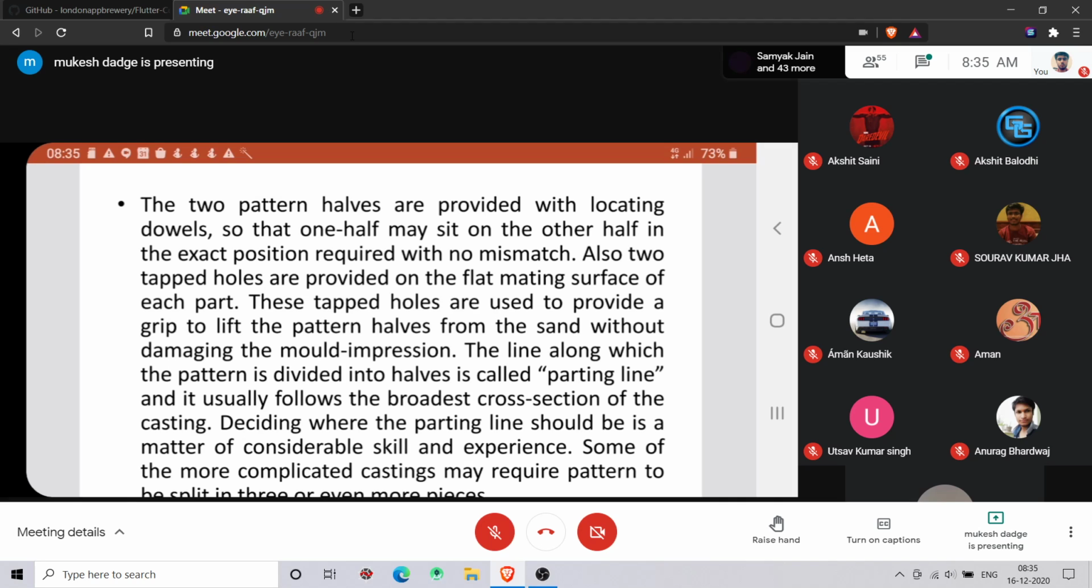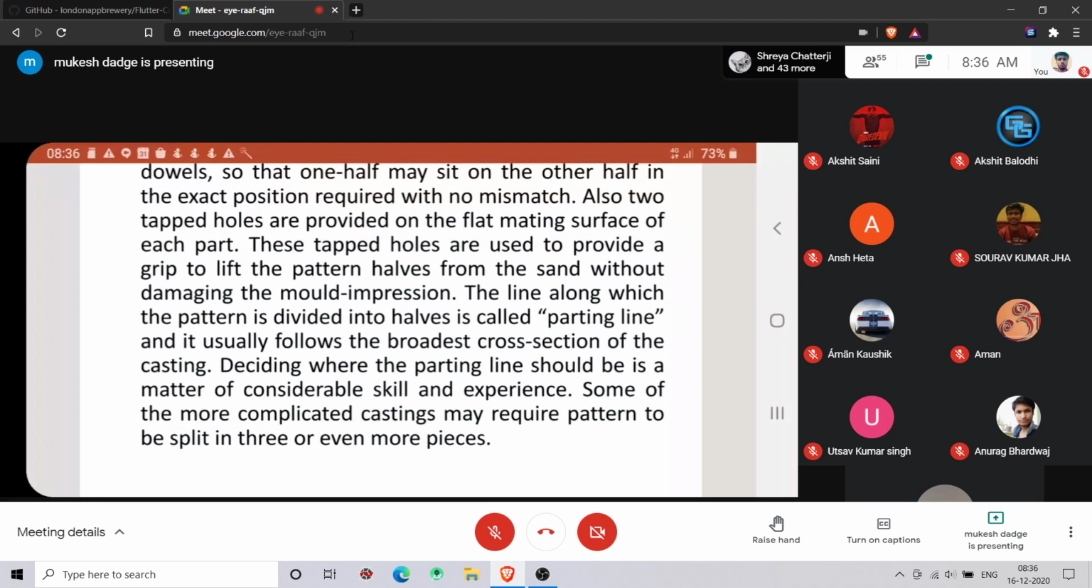तो वो मार्क आपको कास्टिंग में भी मिलेगा. If you have a parting line in the pattern, you will get it in the casting also. Right? Deciding where the parting line should be is a matter of considerable skill and experience. Some of the more complicated castings may require the pattern to be split into 3 or even more pieces. So it depends on the complexity of the part.